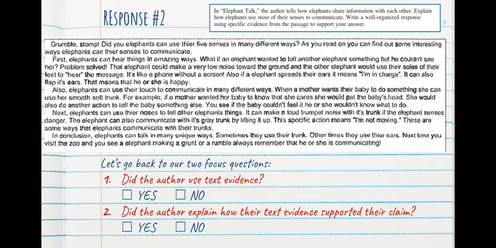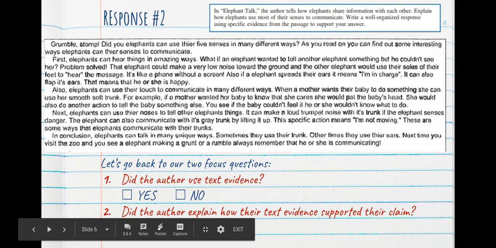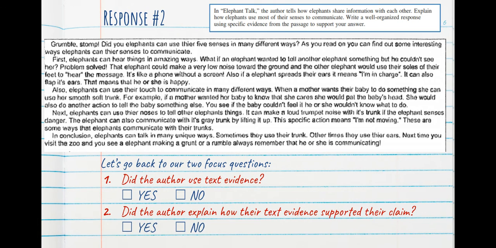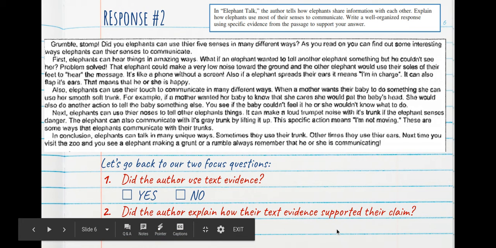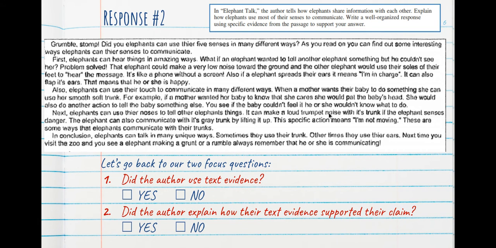Looking back at our focus questions, did this author use text evidence? Absolutely, yes. If I were to take a highlighter and pair this with my text right in front of me, I would be highlighting all over the place. This person used some specific things like saying I'm in charge, but then they also paraphrased a lot of really great information about the text. Did this author explain how their text evidence supported their claim? I would also say yes, because if you look down here where they said about the baby elephant, they said, you see, if the baby couldn't feel it, he or she wouldn't know what to do. That's where they're explaining why this action of the mother is important.